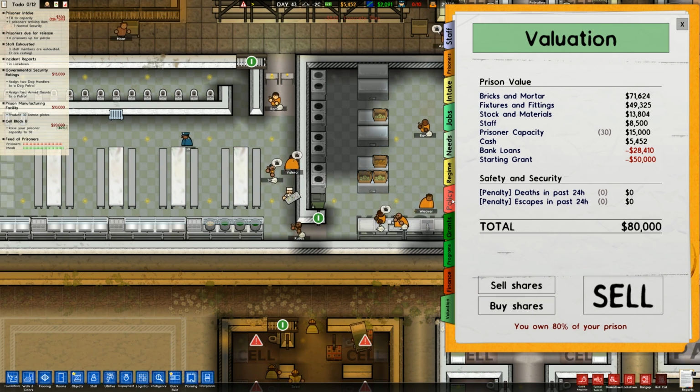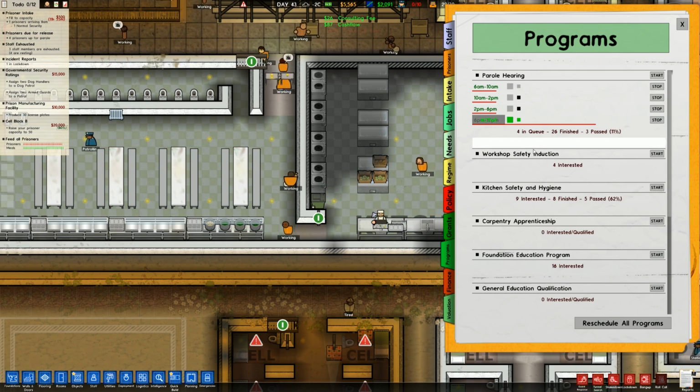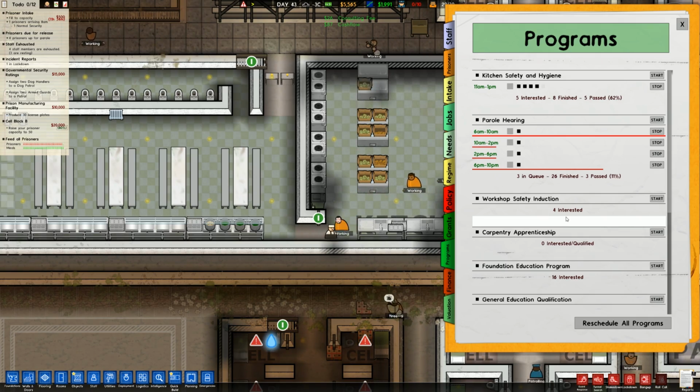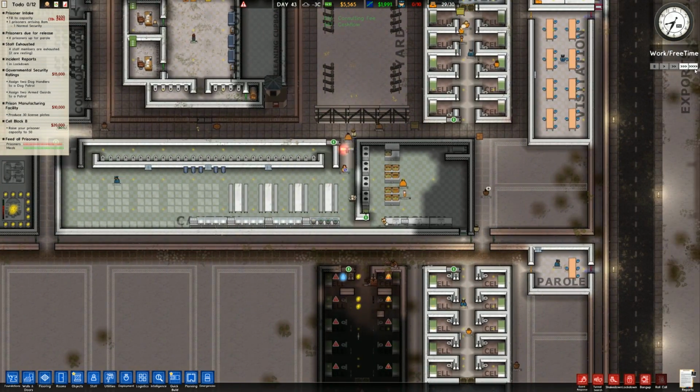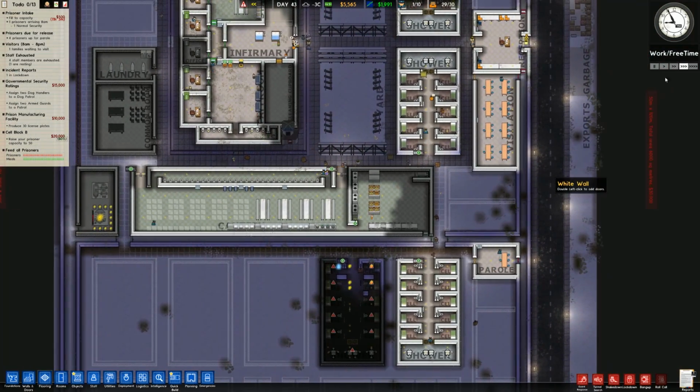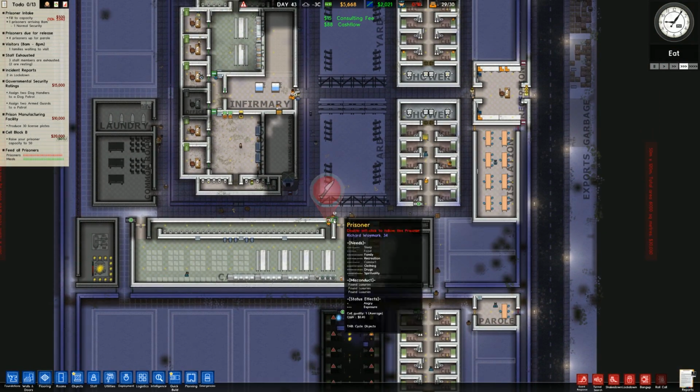In terms of our programs, parole hearings on the go. Kitchen safety, 9 are interested, so we will fire that back up again. We did stop that for quite a while, simply because it didn't seem to be worth it. There wasn't a lot of people interested in that anymore, so it's good that we've done that.